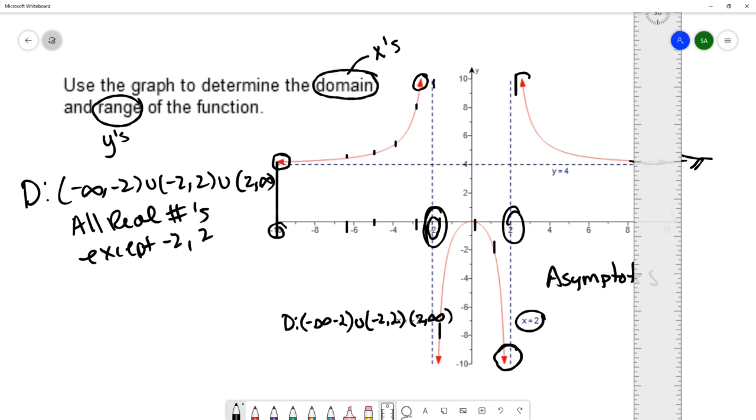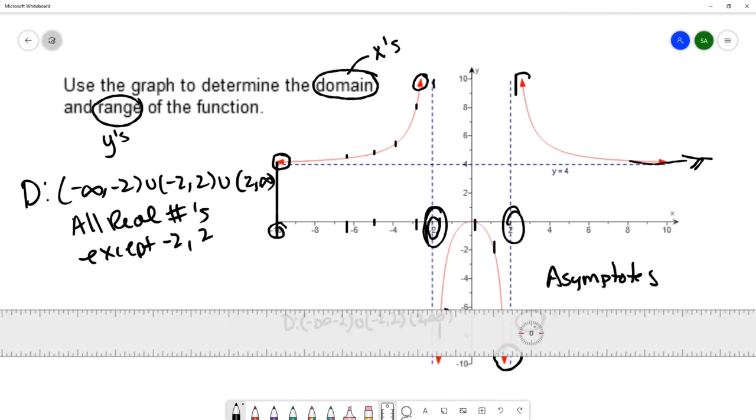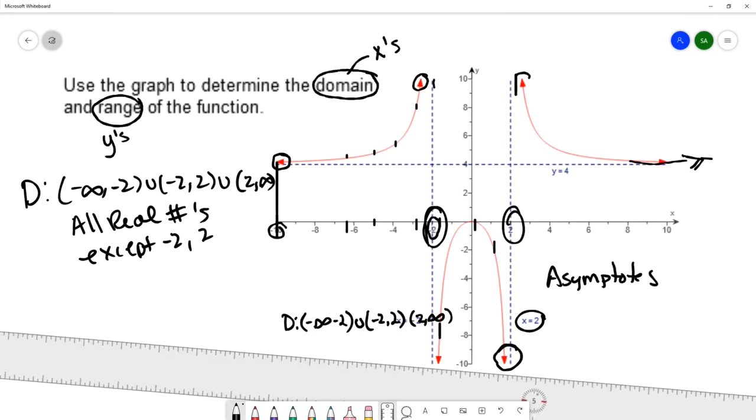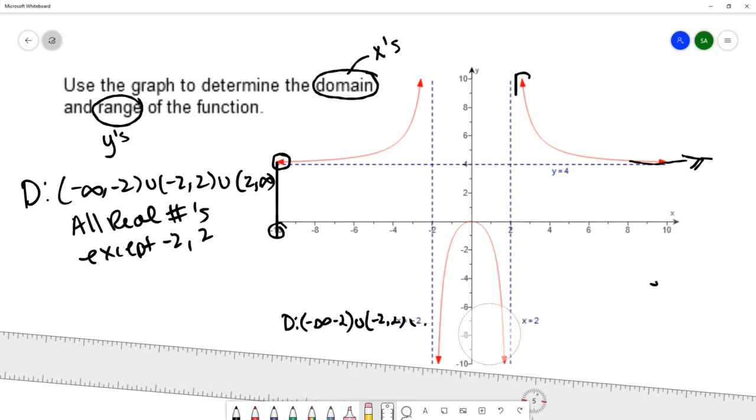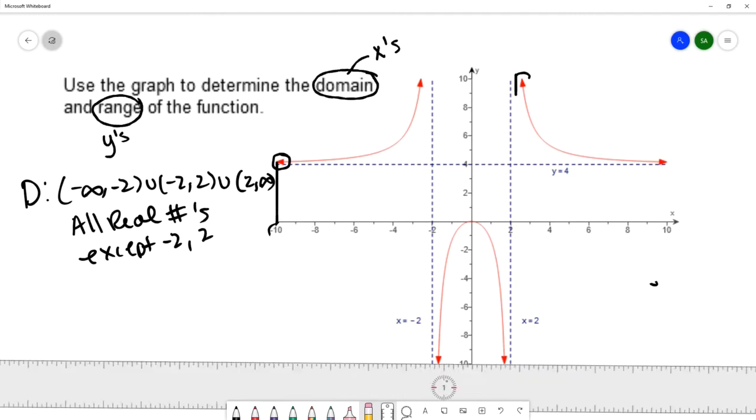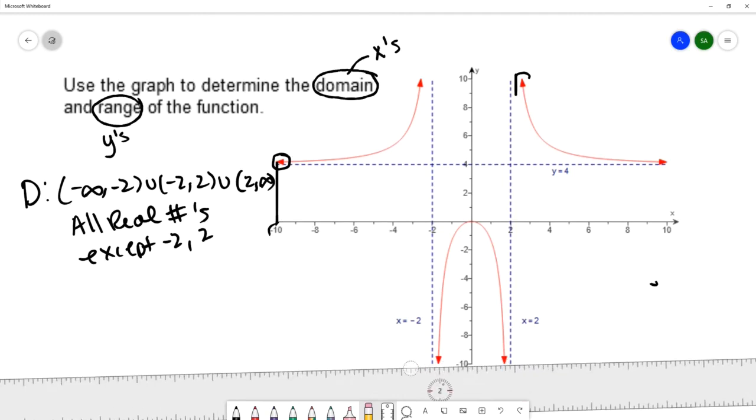So we want to do the same thing when we're looking for the range, except we're now going to hold our ruler horizontally. Let me erase some of these markings so they're not as confusing. And I'm holding that ruler horizontally because we're now looking for the range, and the range consists of the y values. So we are now looking at the y scale.